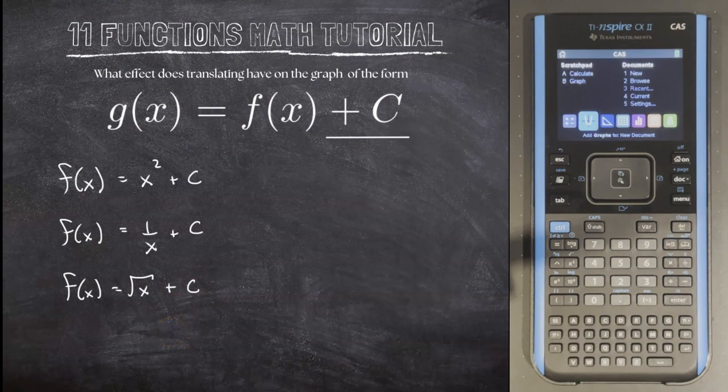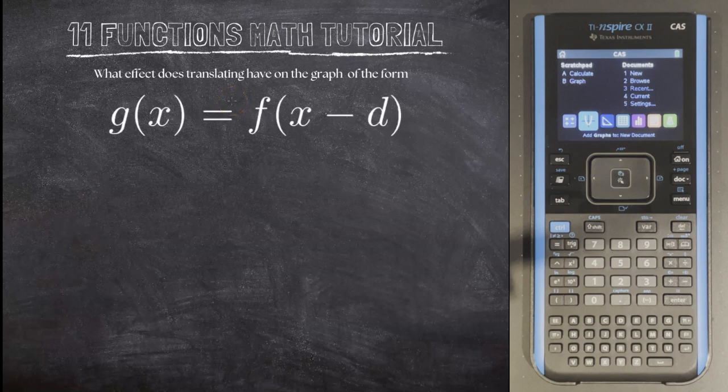So as we see, C is a vertical translation of the graph. If C is positive, the graph moves up C units, and if C is negative, the graph moves down C units. So now let's look at how the value of D changes our function in this scenario.